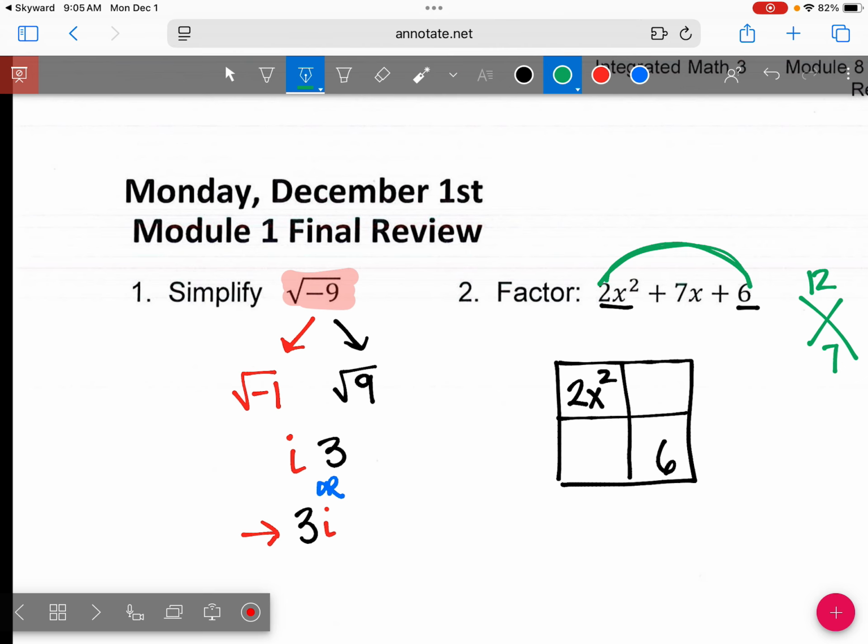So we need 2 numbers that multiply to be 12, but add to give you 7. Don't say it out loud. Let's give everybody a chance to think about what those numbers might be. Okay. What would be my numbers that multiply to 12 and add to 7? Anybody know? 4 and 3, yep. So we're going to put a 4x here and a 3x here.